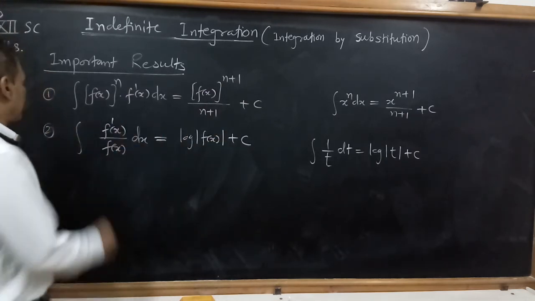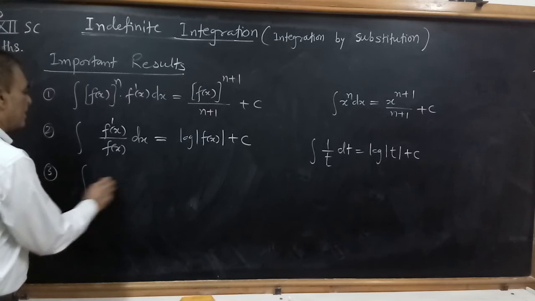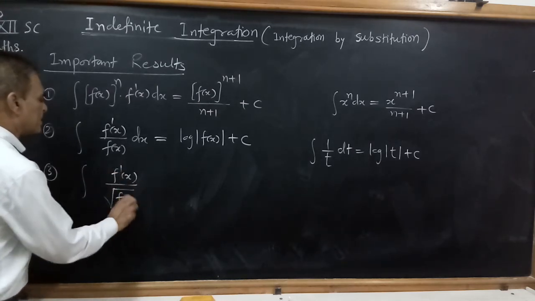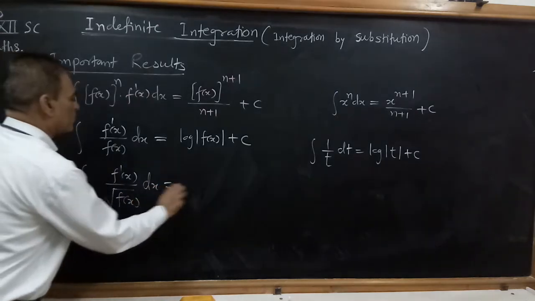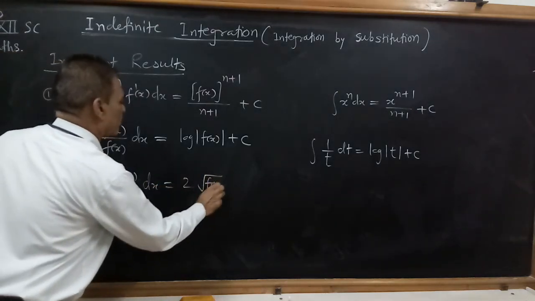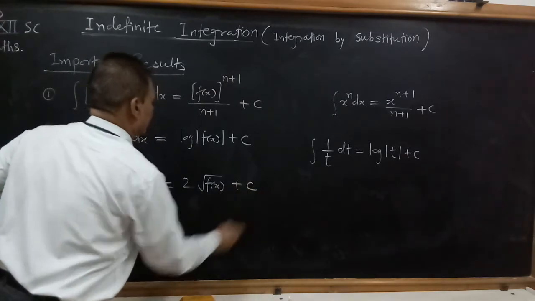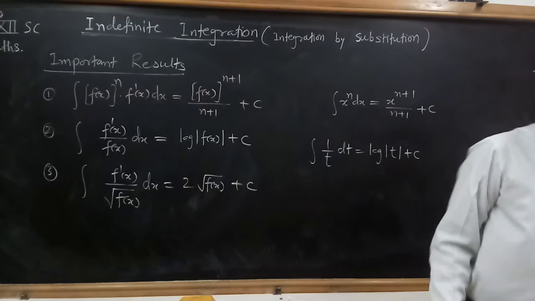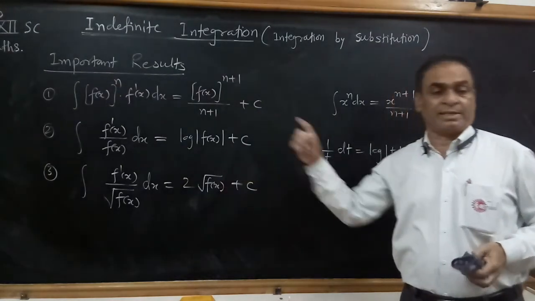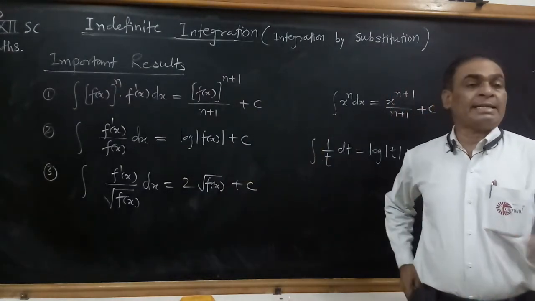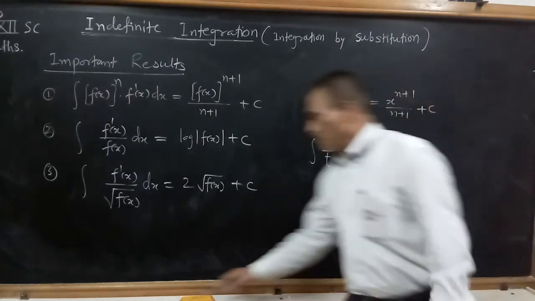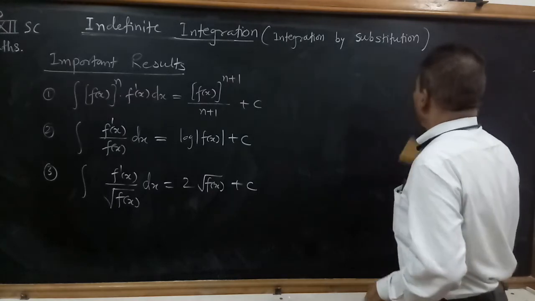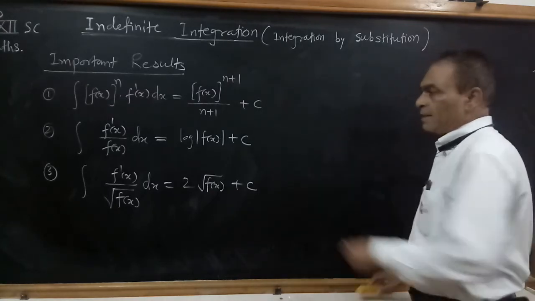Very important general result. And third, integration of f dash x divided by root of f of x dx is equal to 2 times root of f of x plus some constant of integration c. By remembering these three important results, you can easily tell the answer of any problem, but the problem must be of that form.